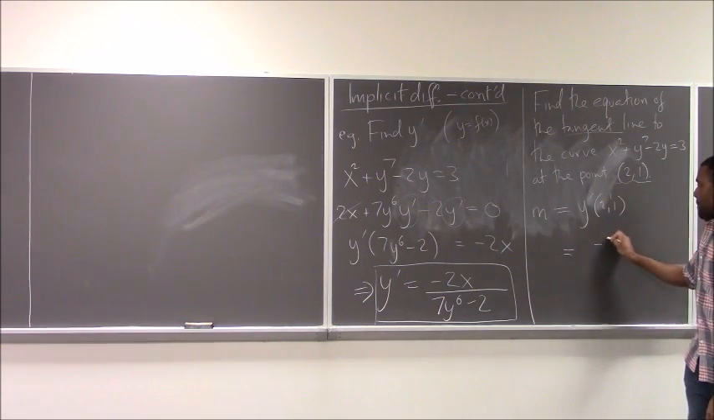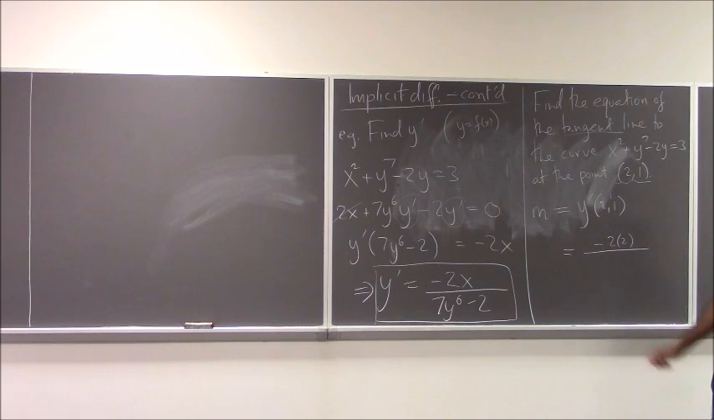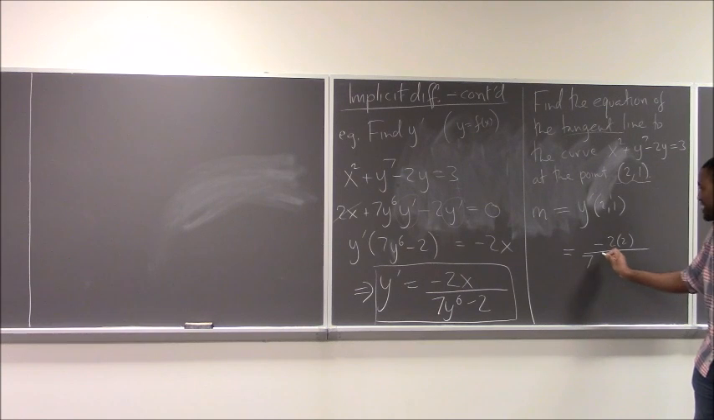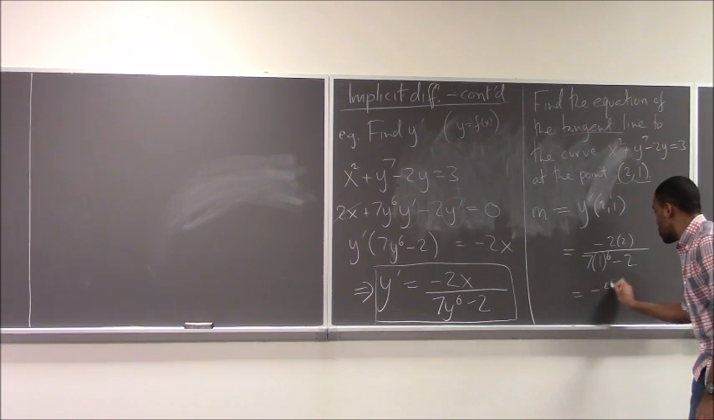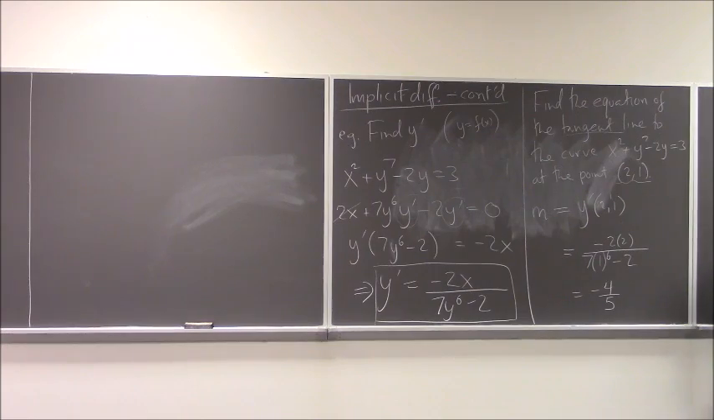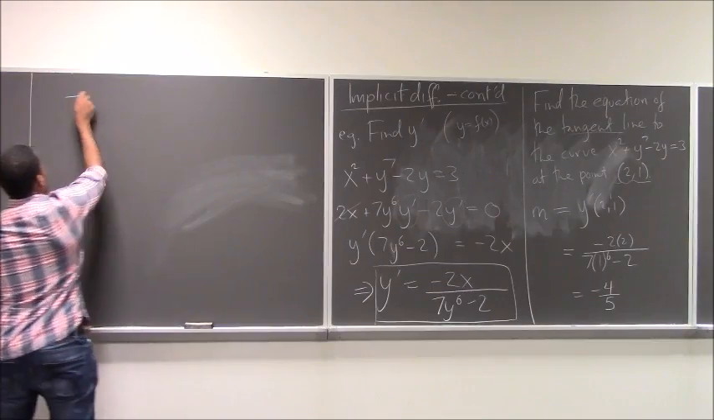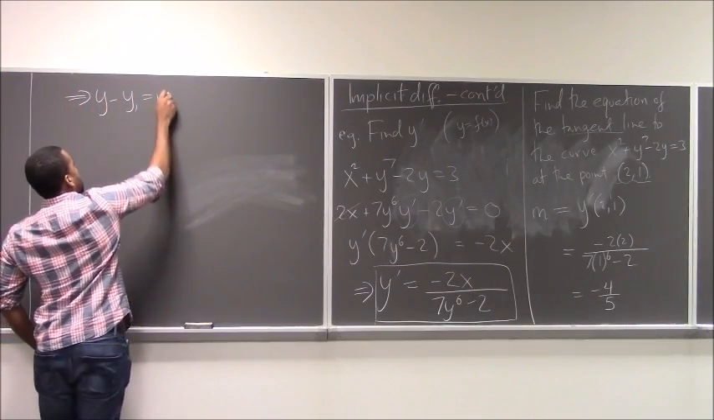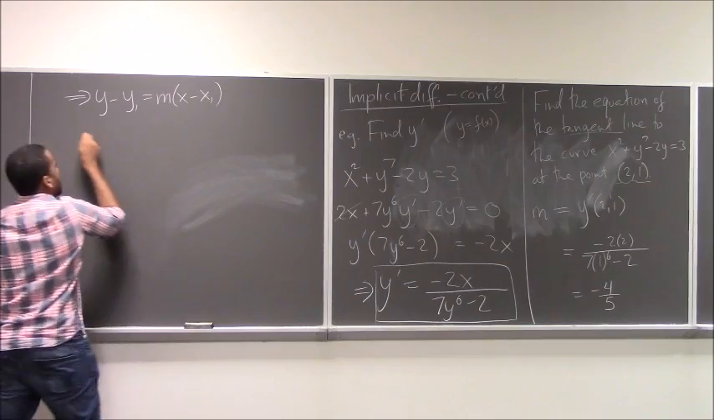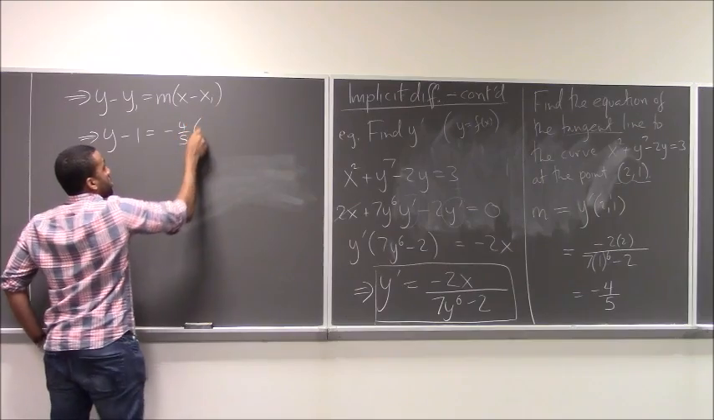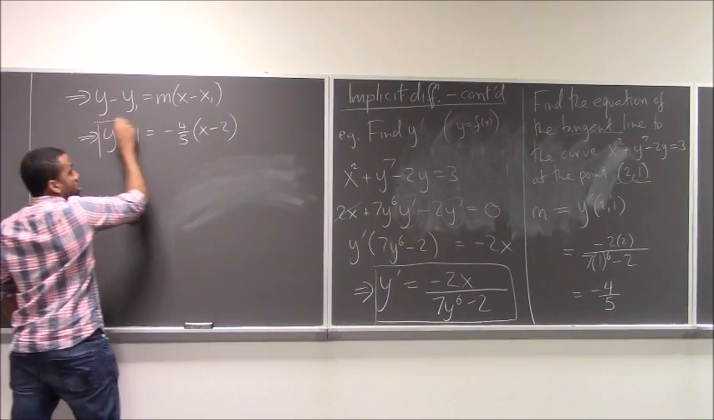So that's going to be what? Plug in 2 for x, and plug in 1 for y. So we end up with the number -4/5. So that is our slope of the tangent line. And so now we can do y minus y1 equals m times (x minus x1). And so this would give us y minus 1 equals -4/5 times (x minus 2). And that would be the equation of the tangent line.